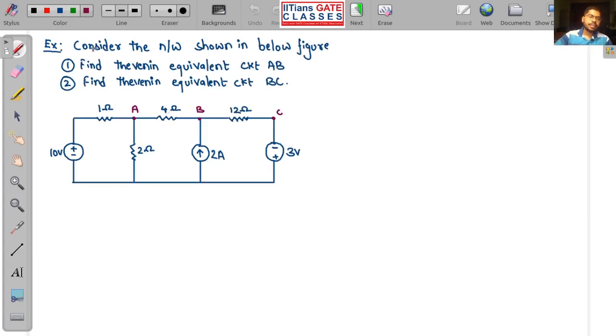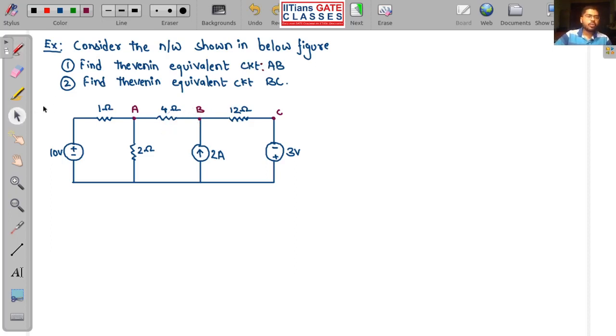Now I have considered an example, so it is better to understand via an example. So what is the question? Consider the network shown in the below figure. So this is my network shown. Find the Thevenin equivalent circuit AB. Thevenin equivalent circuit AB you need to find along the terminal AB. That means AB is your load resistance. So you need to find.